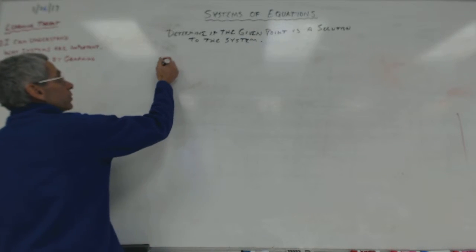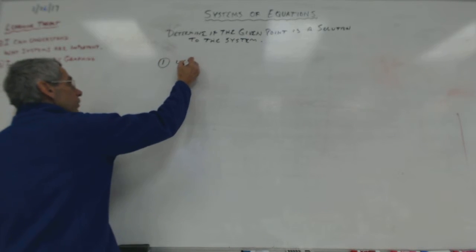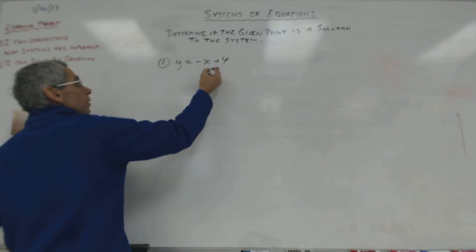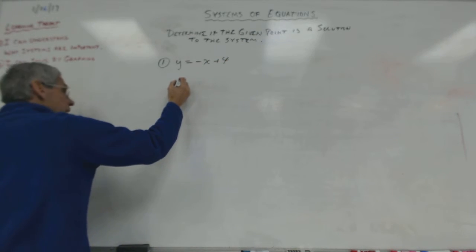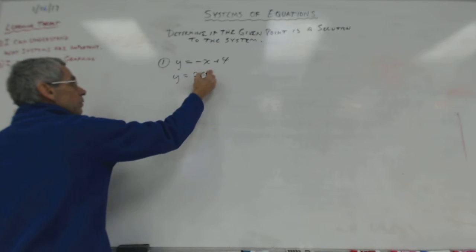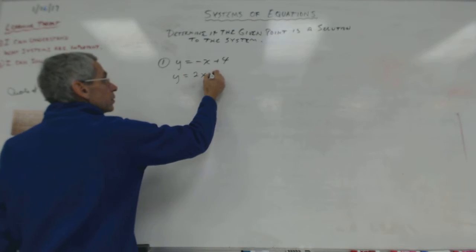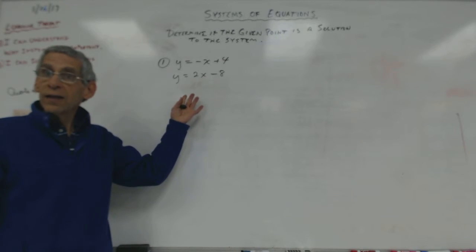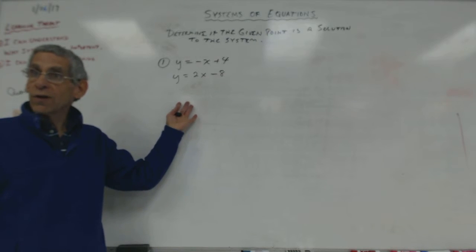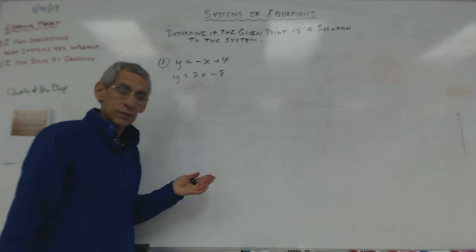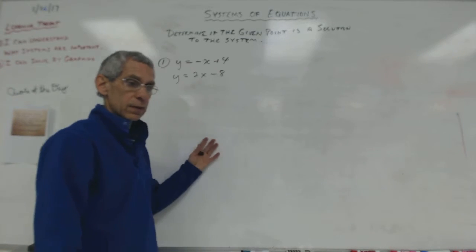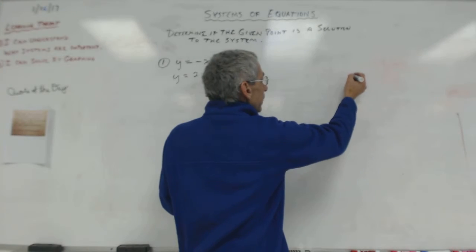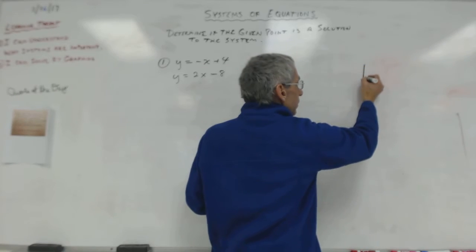So we've got y equals, here's our first one, y equals negative x plus 4. And our second one is y equals 2x minus 8. And I'm being asked to find the solution. Now I'm not giving you the point. We've got to find that point, right? So what am I going to do? The first thing I'm going to do is graph it.